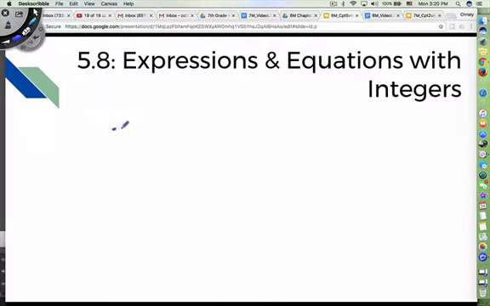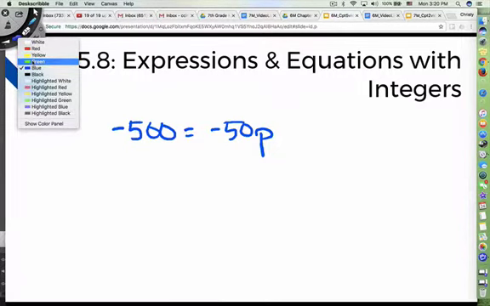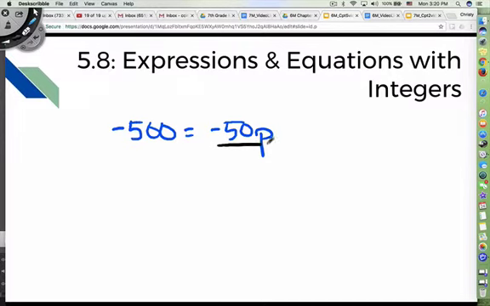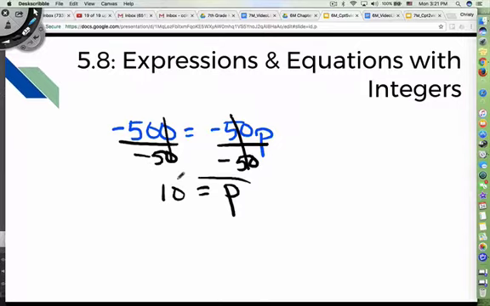And then the last one, let's say we have negative 500 is equal to negative 50p. We want to get that p all by itself. And so we are going to divide both sides by a negative 50, and we will get p is equal to, the zeros cancel, the negatives cancel, 5 into 50 is a lovely 10. There we go. Good.